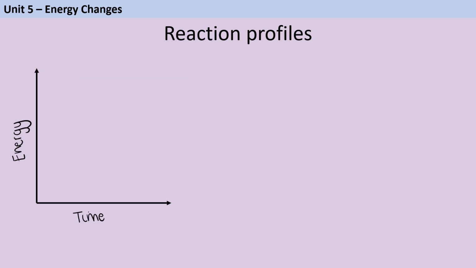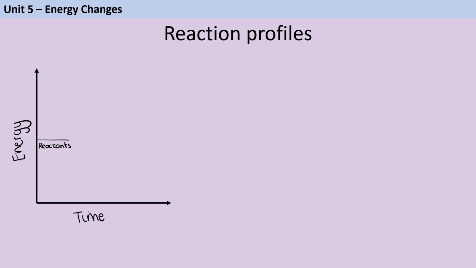Quite a common question in recent years has been to ask you to either label or draw from scratch a reaction profile. So this is showing us about the amount of energy that is stored in the chemical bonds of the reactants and the products. So to start with, I'm going to have a horizontal line which is labelled with the reactants. If I know what the reactants are for the particular question, then I should be writing those words. But if I don't, I could just write the word reactants.